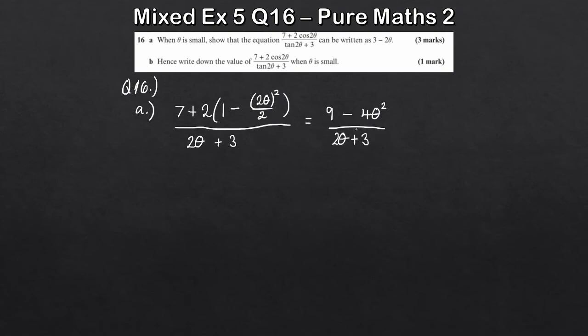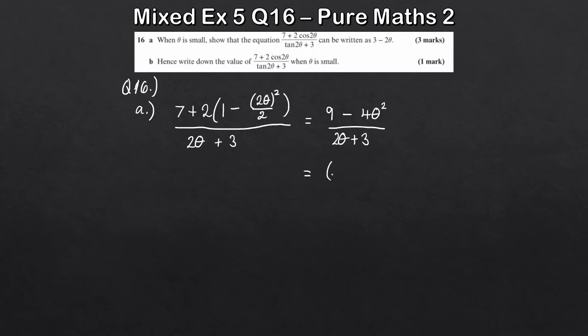Now, at this point here, again, I've got to just show that it can be written as 3 minus 2 theta. This isn't quite what we want at this point here, obviously. So again, we're going to want to factorise here. We want to get rid of this 2 theta plus 3 in the denominator, and just end up with a 3 minus 2 theta in the numerator. So for that, we're going to factorise this quadratic here.